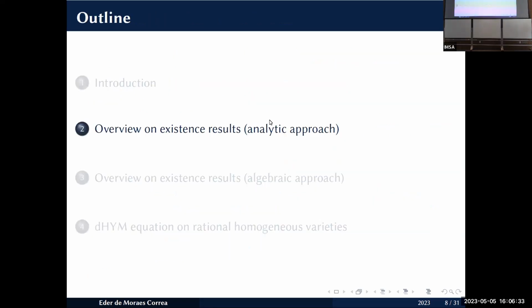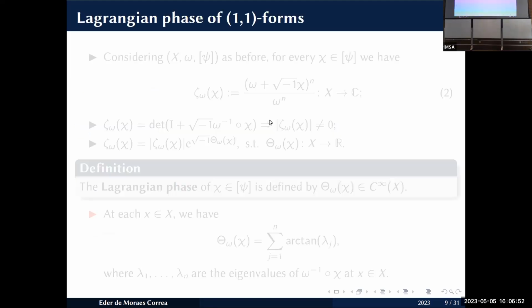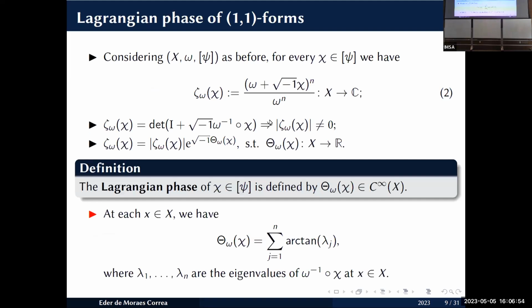Okay, so now I'm going to give an overview of some existence results. I'm not going to give the technical details, because it's an active area right now, so I just want to introduce what is known from the analytic approach to the problem. Okay, so we fix a Kähler manifold in some homogeneous class, and then we define this.